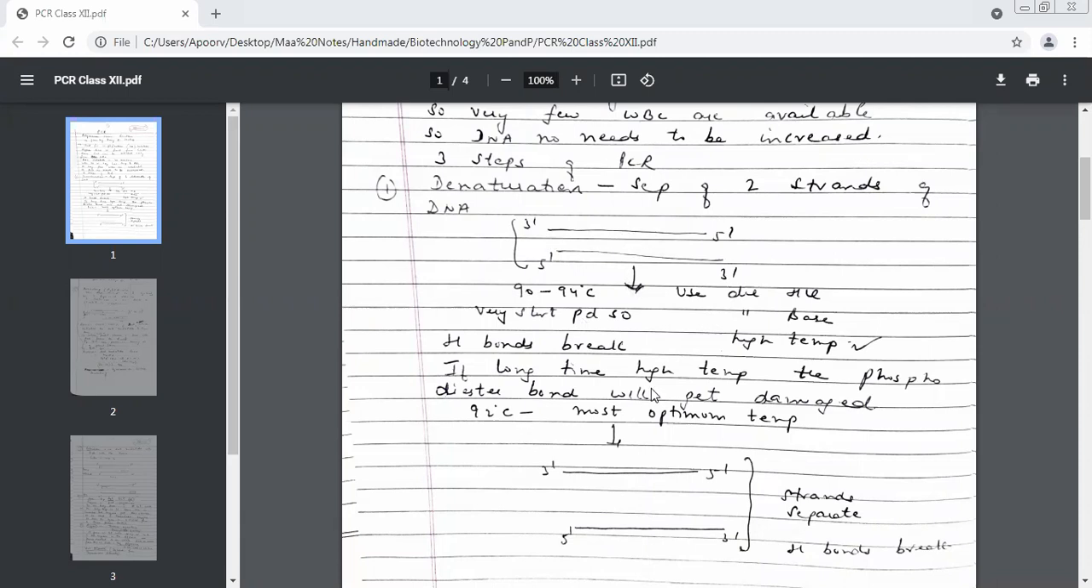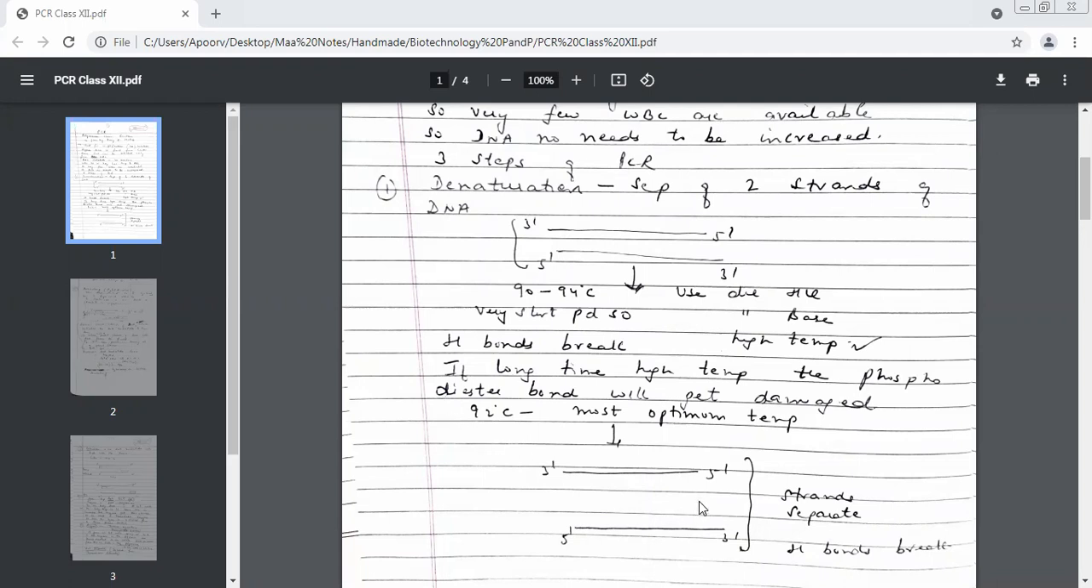If you heat for a longer time, at higher temperature, then even the phosphodiester bonds will get damaged. So only heat it for a short time, because we have to break only which bonds? Hydrogen bonds. If you heat it for longer, which other bonds will be getting damaged? Phosphodiester bond. Yes. The most suitable optimum temperature suggested is 92 degrees Celsius.